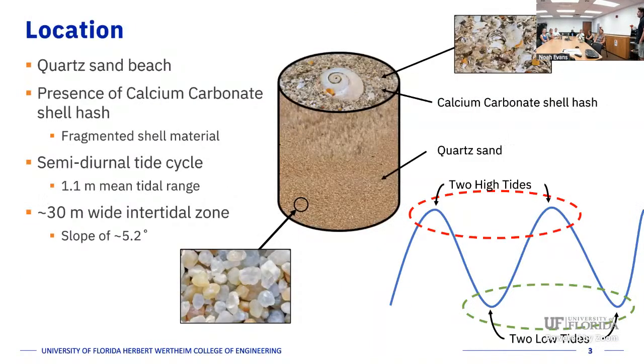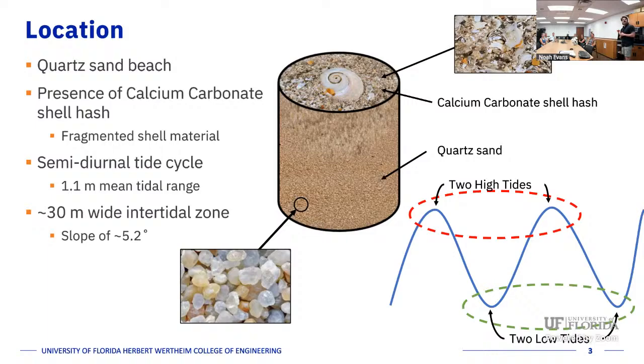So kind of going into the location of it, we are at a quartz sand beach in Flagler Beach, Florida. This has a large presence of shell calcium carbonate shell hash. Now, shell hash for this general presentation is defined as anything that is made of shell calcium carbonate. So this will be larger shell pieces, but then also the kind of smaller grains that get crushed and broken down with weathering and with time.